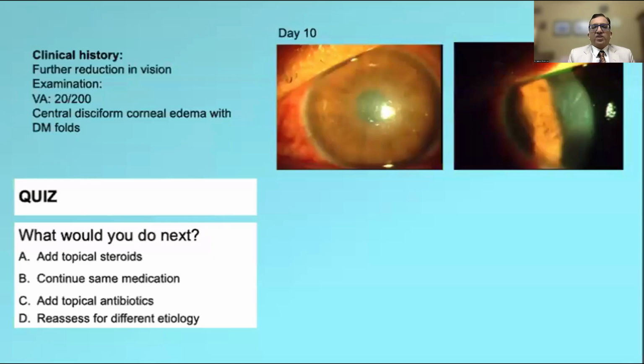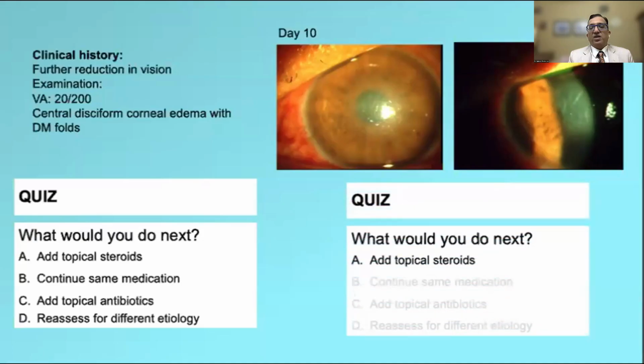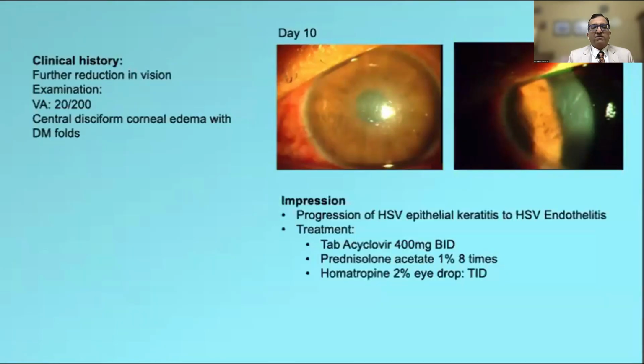So 49% of you think that we should add topical steroids, but 33% are concerned that we should reassess this patient for a different etiology, and maybe it's something else. So what did we do? We added topical steroids, thinking that the epithelial lesion had progressed to an endothelitis.